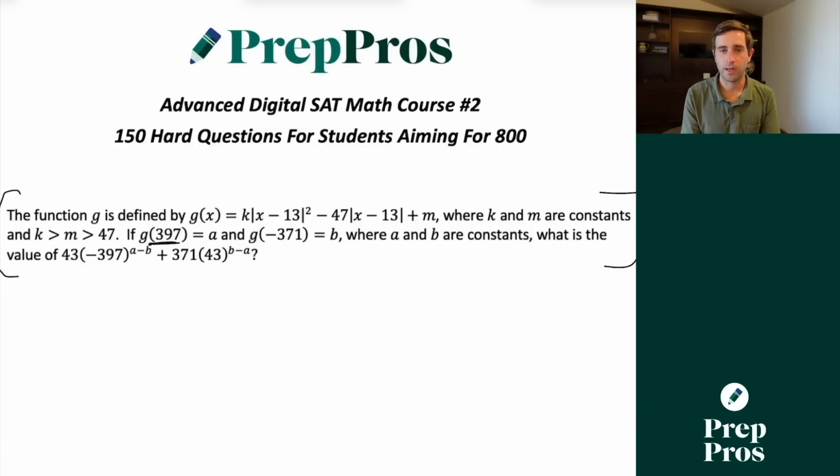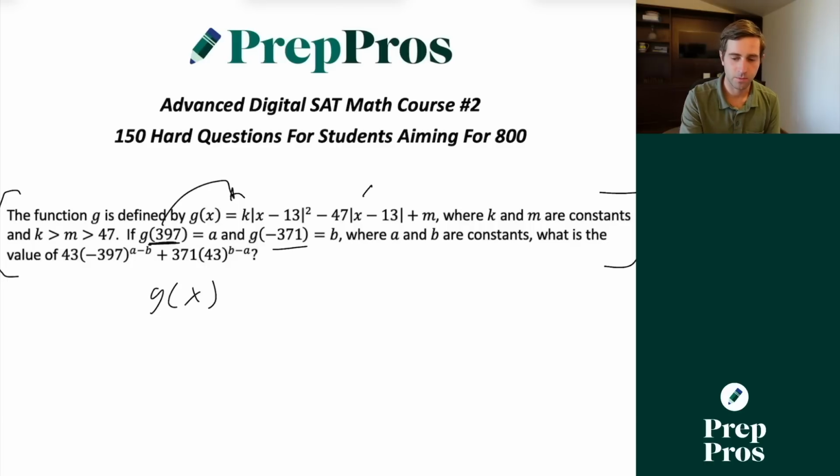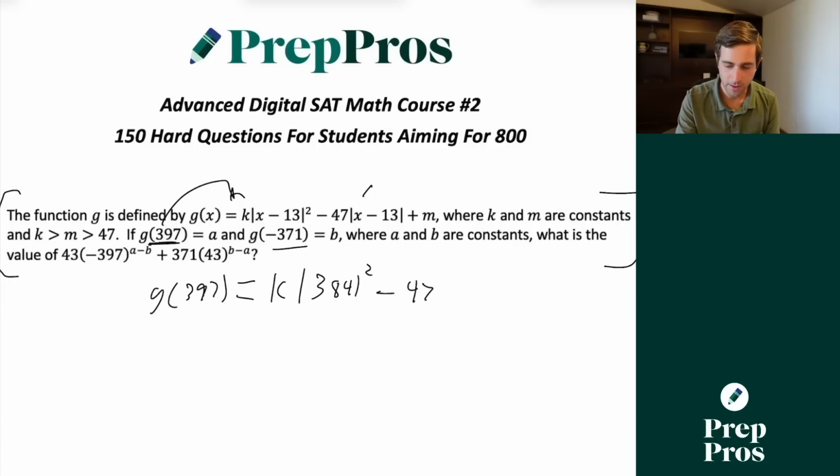So if you look at a question like this, and even though there's all these variables and it looks nearly impossible, go back to the basics. So we're simply going to plug 397 in for x and the negative 371. When we do that, we're going to get that g of 397 will be equal to k times 397 minus 13. It's going to give us 384 squared minus 47 times the absolute value of 384 plus m.